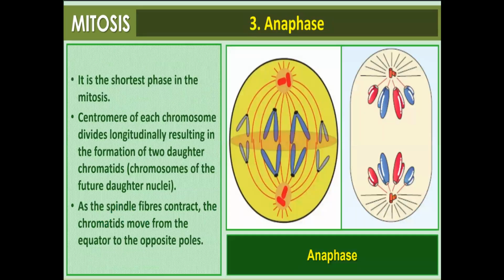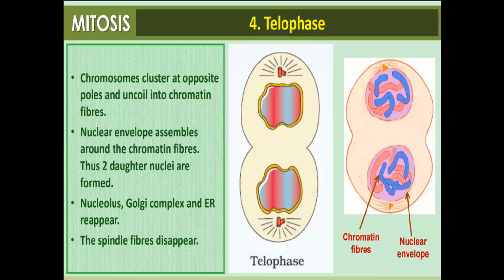Next is anaphase. It is the shortest phase in mitosis. The centromere of each chromosome divides longitudinally. The centromere will divide here. And the two daughter chromatids become the chromosomes of the future daughter cells. So you are pulling the chromosomes away. A for anaphase, A for away. As the spindle fibers contract, the chromatids move towards the opposite poles. And last is telophase.